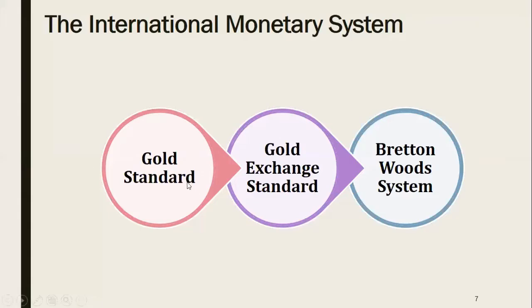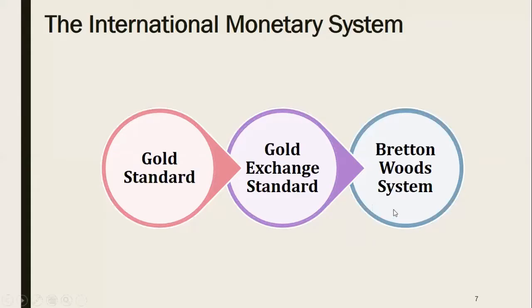Under the gold standard or gold exchange standard, we had a passive monetary policy. Why? There we were only concerned about the availability of gold reserves to issue money, not about the economic variables or stimulating the economy. But under the Bretton Woods system, we conduct an activist monetary policy. So it replaced the gold standard.